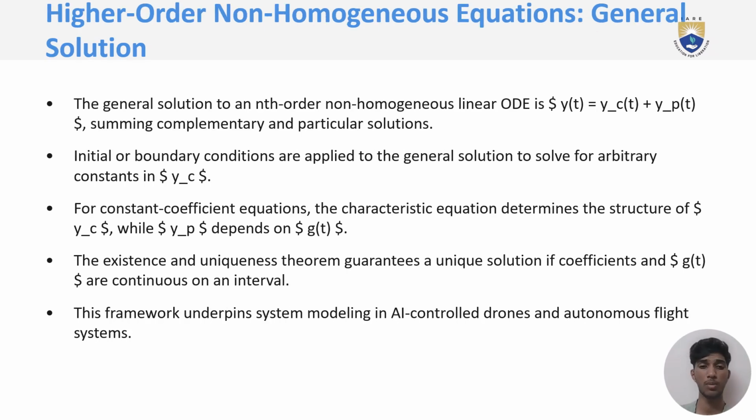General solution of non-homogeneous equations. The complete solution of a non-homogeneous differential equation is the sum of two parts. The first part is the complementary solution, which represents the natural behavior of the system. The second part is the particular solution, which represents the response to external forces. So the general solution can be written as y(t) = y_c(t) + y_p(t). Initial conditions or boundary conditions are then applied to determine the unknown constants.